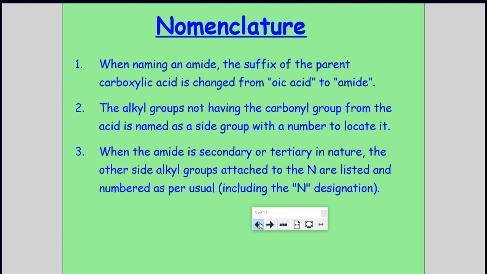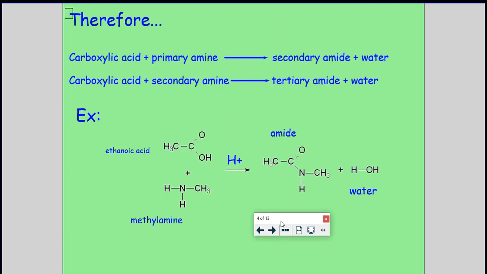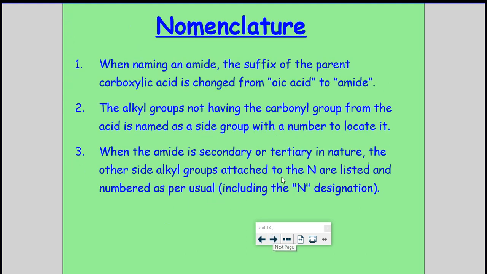So going back here, we'll get to naming in more detail, but we see that ethanoic acid, you would take out the oic acid and you would add amide. So that would be that portion of the name. We haven't put it together yet, but that portion of the name would be ethanamide. Okay, so that's a suffix.